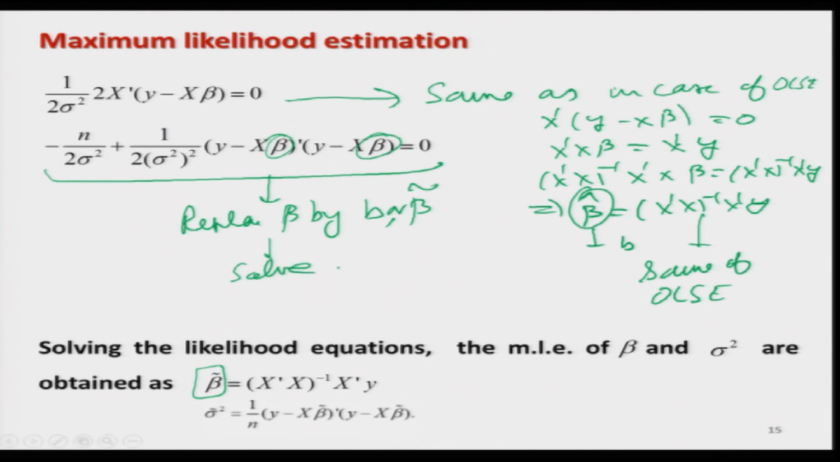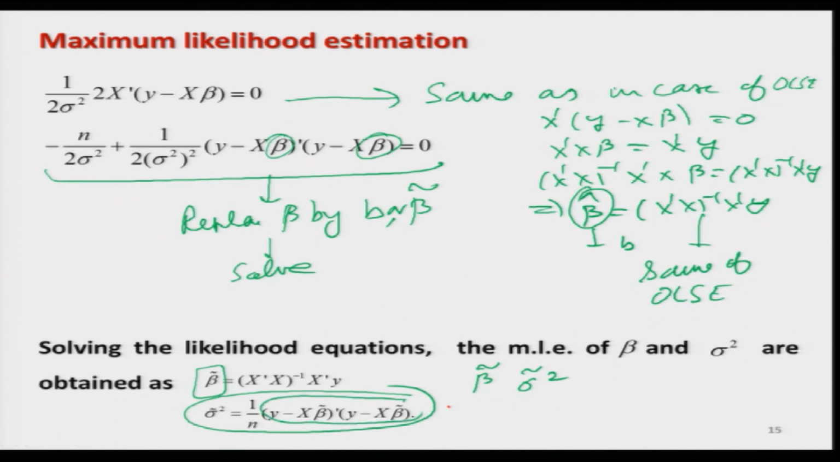You will get sigma square is equal to 1 upon n (y minus X beta tilde) transpose (y minus X beta tilde). The maximum likelihood estimators we denote by beta tilde and sigma square tilde. You can see that the numerator is the same as in the OLSE. The only difference is the denominator. In the case of MLE, the denominator is n. In the case of the ordinary least square estimator of sigma square, it was n minus k.